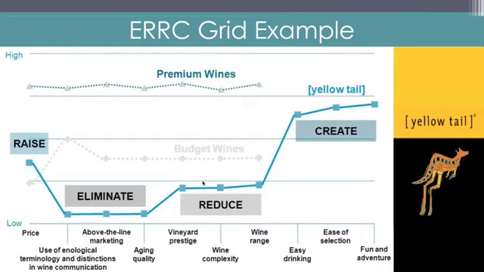Wine complexity and wine range, they simplified. They came up with simple names. They had a dry white, I think they had a sweet white, and a red wine. That's all they had, and you could go in and buy those. So they made that sort of stuff. And what did they create? They created a really easy drinking environment.